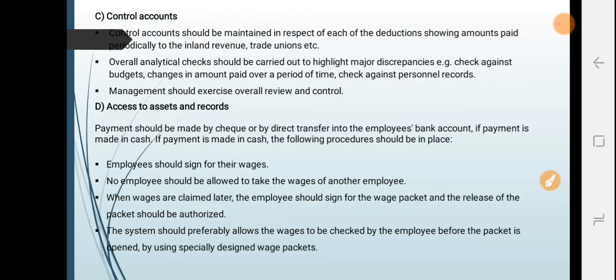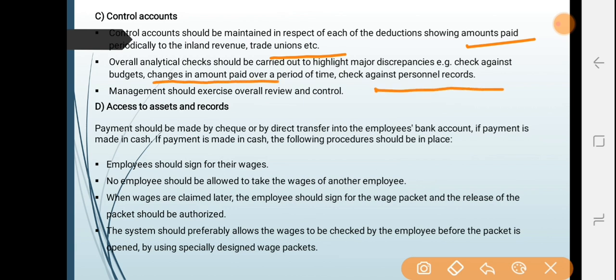Okay, well, the next is control account. How this payroll accounts have to be controlled. Okay, control accounts should be maintained in respect of each of the deductions, showing amounts paid periodically to the inland revenue, trade unions, etc. Then overall analytical checks should be carried out to highlight major discrepancies. Example, check against budget, changes in amount paid over a period of time, check against the personnel records, everything. Okay, then management should exercise overall review and control.